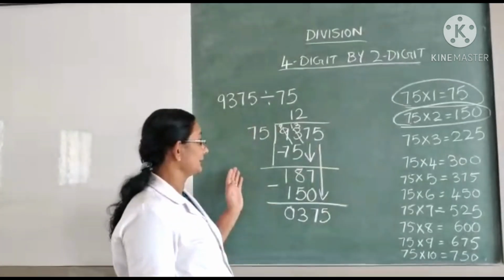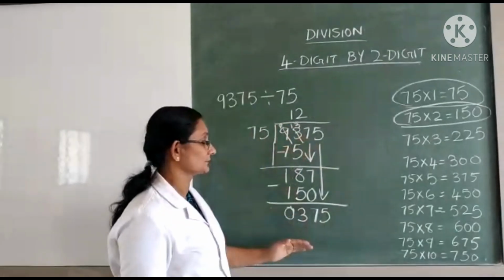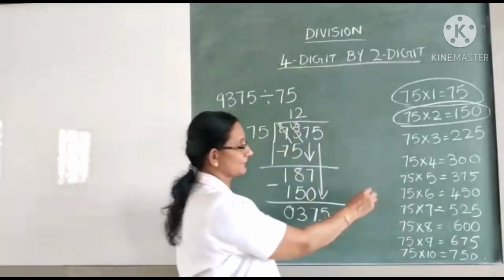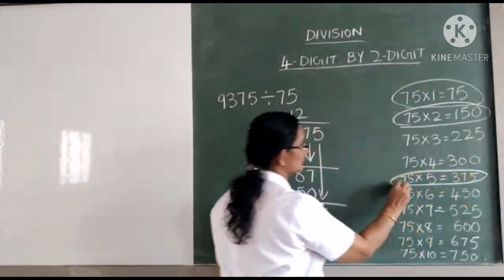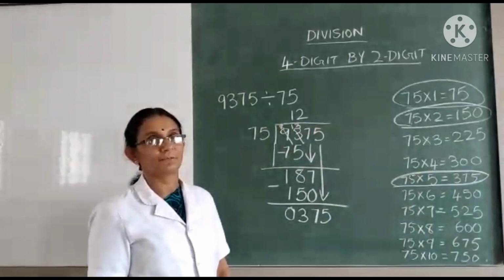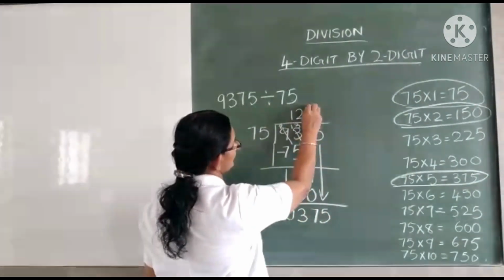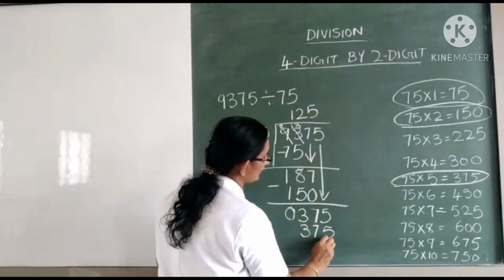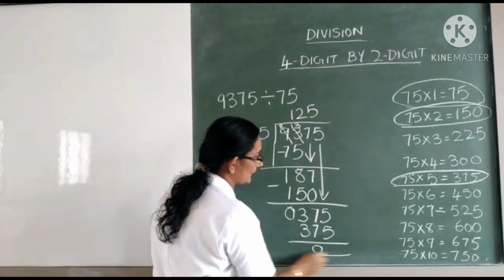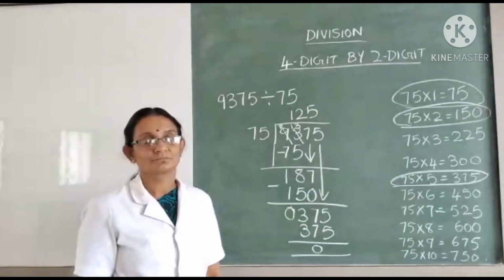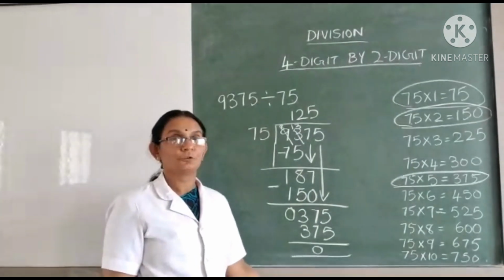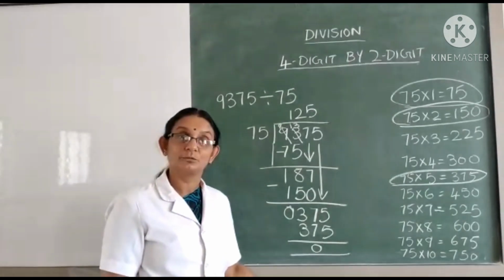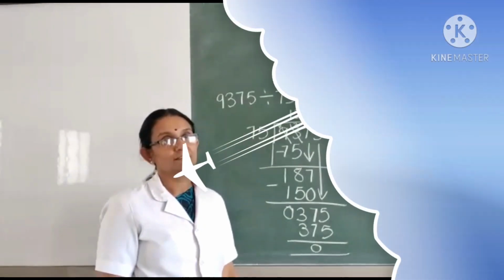Okay. Now again let us see how many times 75 goes in 375. Look at the table. Yes, we can see that 75 into 5 is equal to 375. So 75 into 5 is equal to 375. And we get the remainder as 0. So in this way we can divide 4-digit numbers by 2-digit numbers. Okay children, I think you understood how to do the problems.